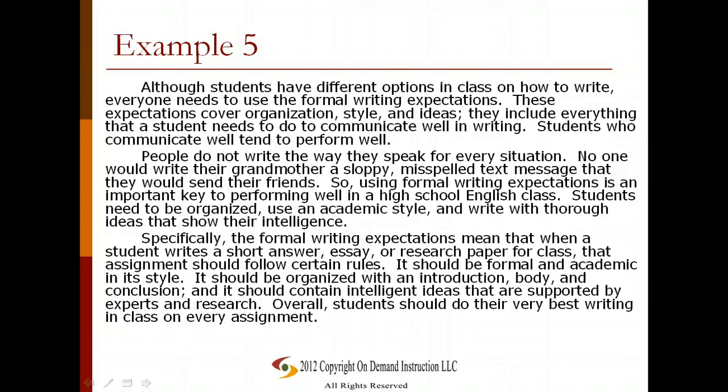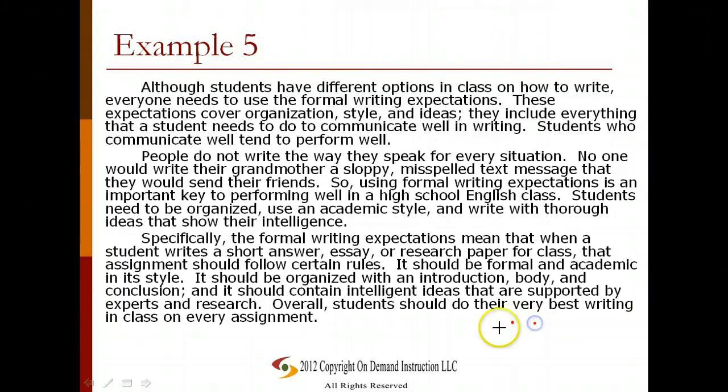Students need to be organized, use an academic style, and write with thorough ideas that show their intelligence. Specifically, the formal writing expectations mean that when a student writes a short answer, essay, or research paper for class, that assignment should follow certain rules. It should be formal and academic in its style. It should be organized with an introduction, body, and conclusion, and it should contain intelligent ideas that are supported by experts in research. Overall, students should do their very best writing in class on every assignment.